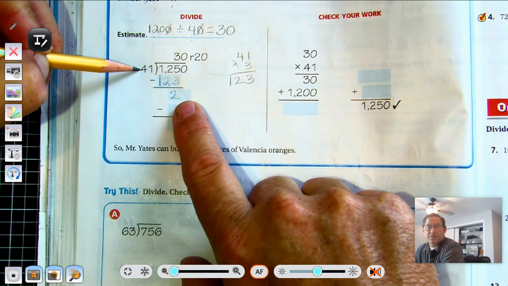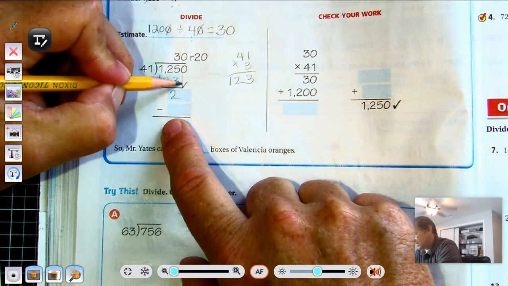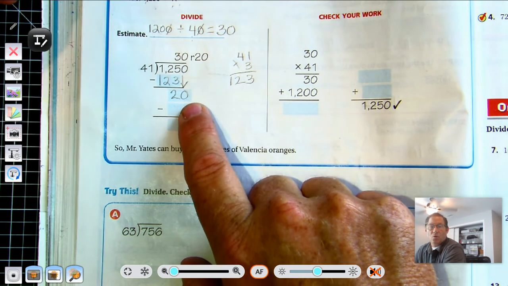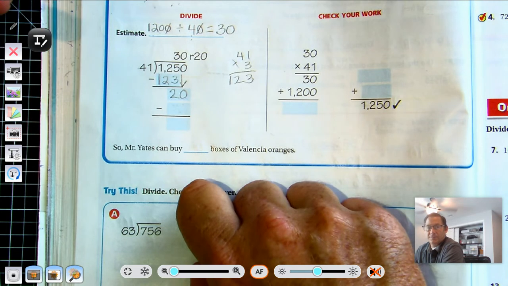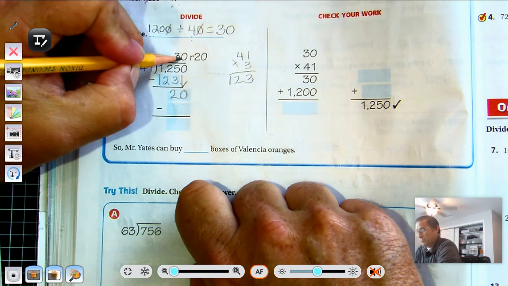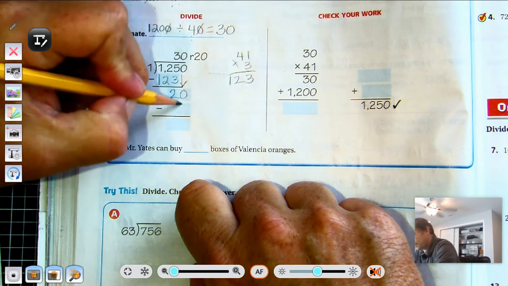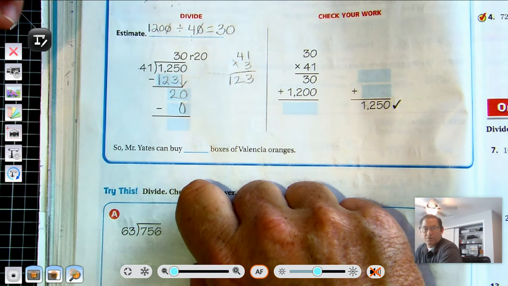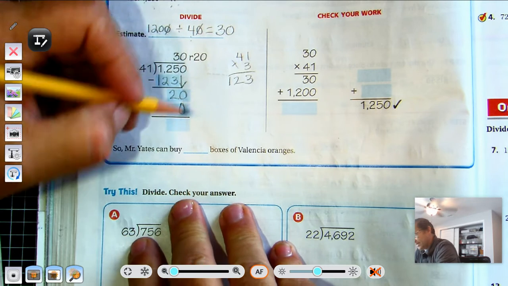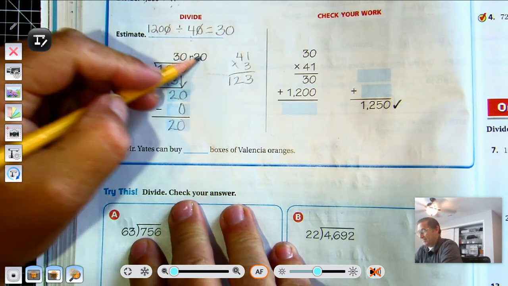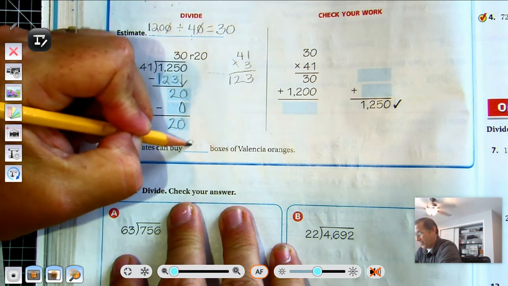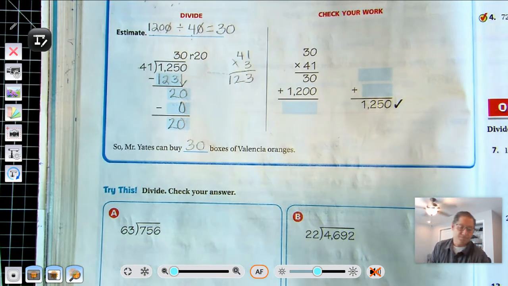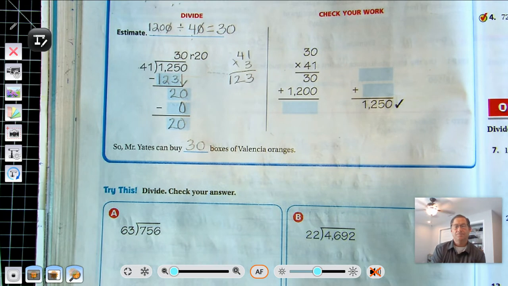So I'm going to trade the 2 tens for 21s, bring down any ones that I already have. So 20 divided by 41. Well, you can't do that, right? 20 is too small. So we're going to put a 0 in the quotient to show that. And 0 times 41 is 0. Subtract, we're going to get 20 left over. So he can buy 30 boxes of Valencia oranges.